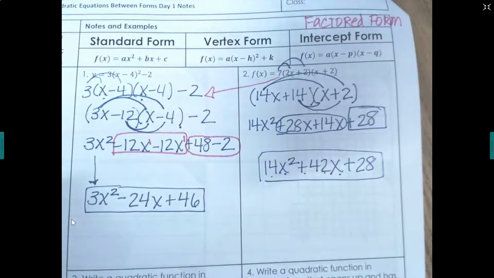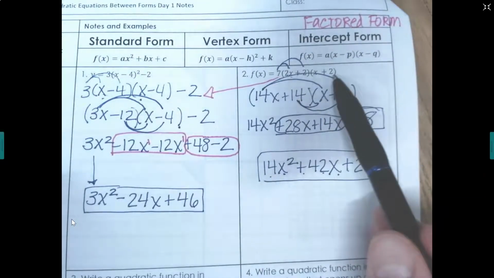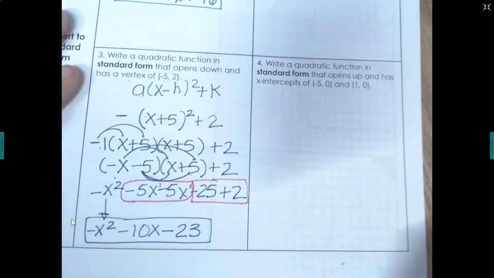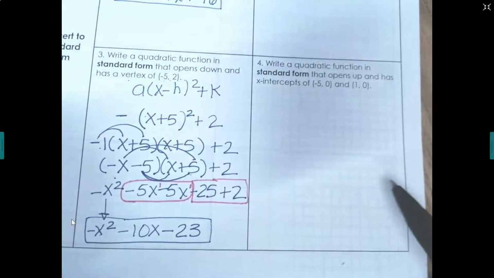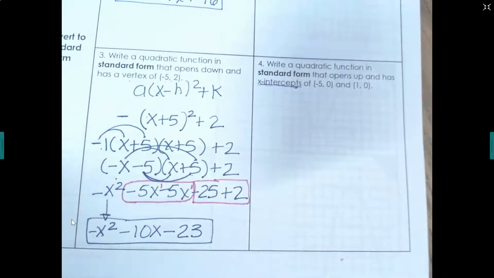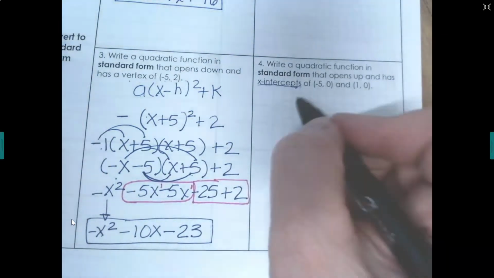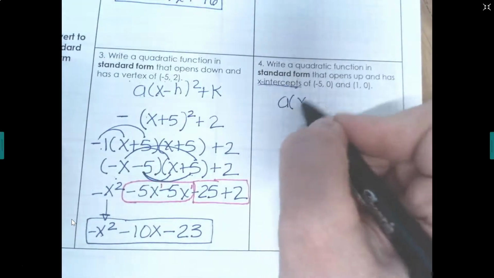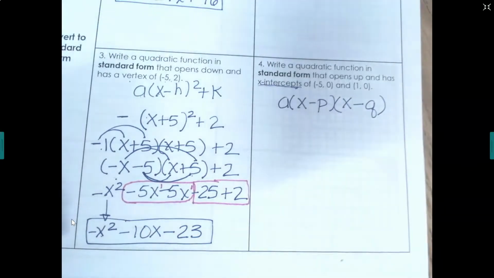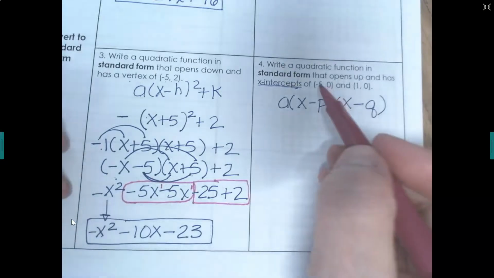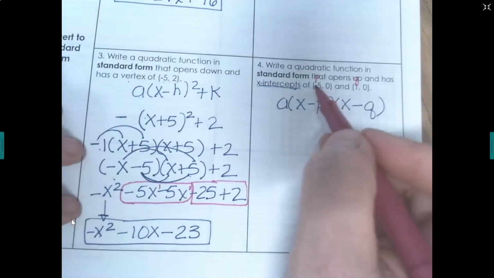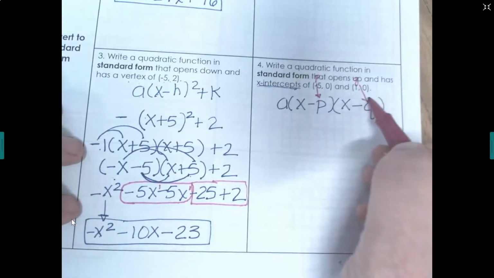And we're going to try the same thing we did with the other one. This is where I give you the original form and ask you to convert it to the other form. But I can also give you a description, and you'll have to write it and then convert it. So if you're given a description and the description's talking about the intercepts, that means go ahead and write it in intercept form. So our intercept form is the a value times x minus p, x minus q. When we look at these x-intercepts, one of them is p and one of them is q. So we're going to substitute them in here and here.